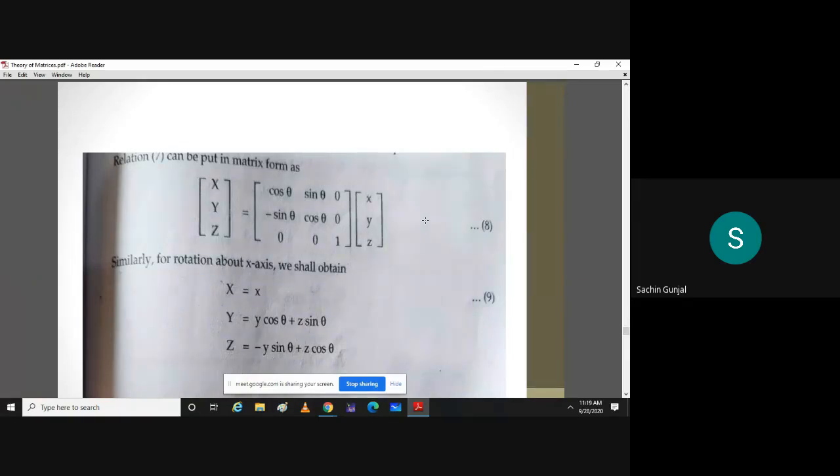Anybody? Any smart answer? It will be nearly the same. On the first row we will have 1, 0, 0, because if you write 0, 0, 1, then z is changing. What about the second row? 0, cos theta, sin theta. And the third row: 0, minus sin theta, cos theta.